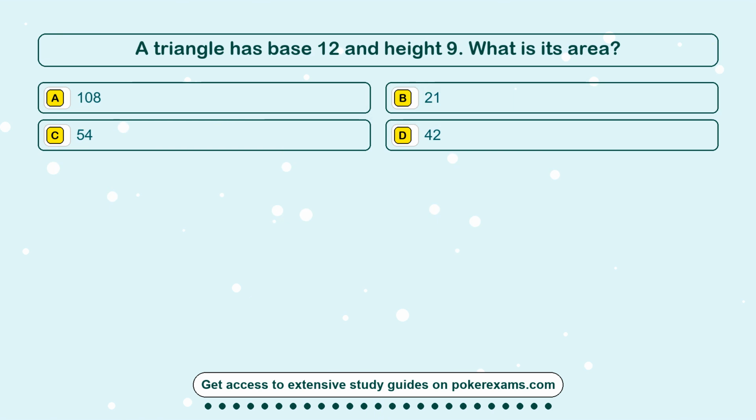Question 17. A triangle has base 12 and height 9. What is its area? Option A, 108. Option B, 21. Option C, 54. Option D, 42.